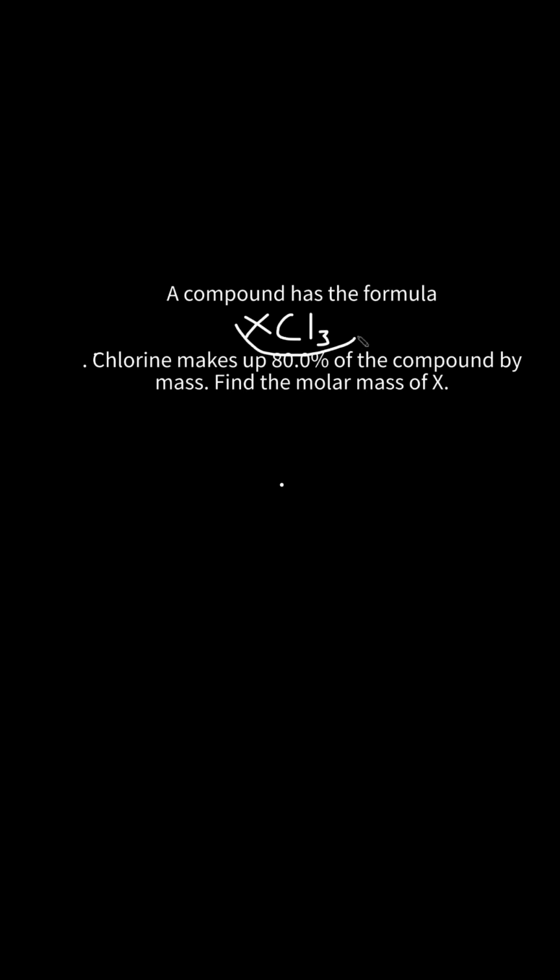So we have a compound that has this formula, XCl3, and chlorine makes up 80% of the compound by mass. I want to find the molar mass of whatever this mysterious element is. Now, the way you solve this problem is you just look back to the definition of mass percent.